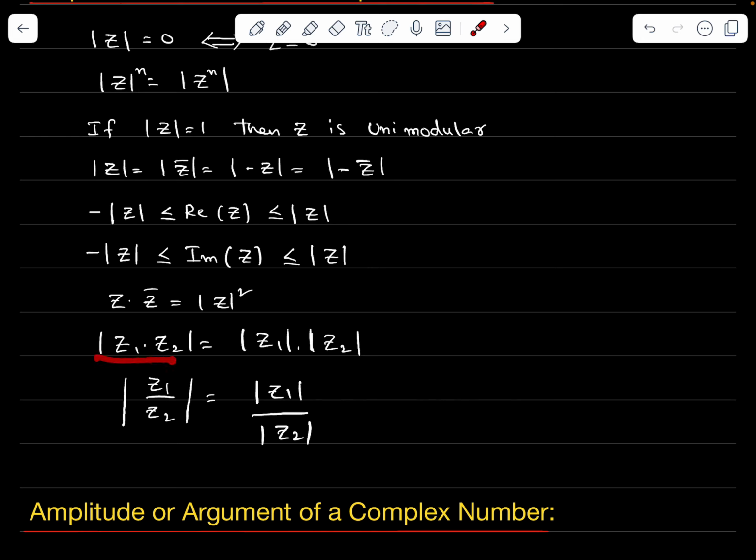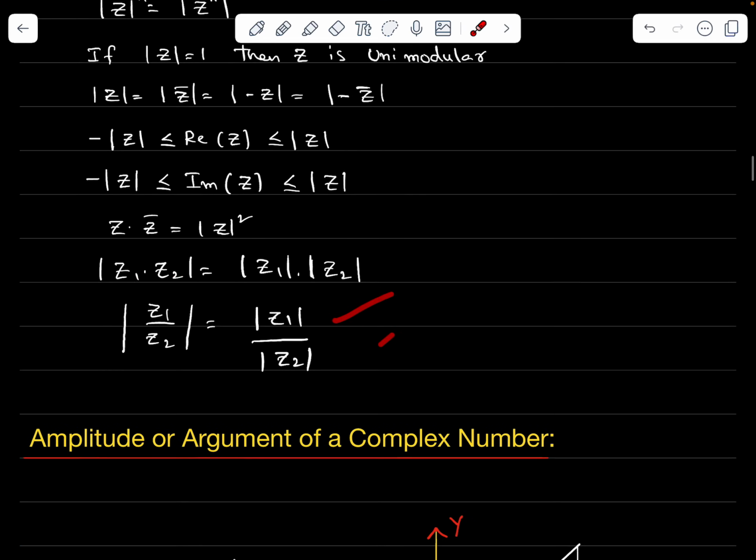|Z1 into Z2| is equal to |Z1| into |Z2|. And |Z1 by Z2| is equal to |Z1| by |Z2|.